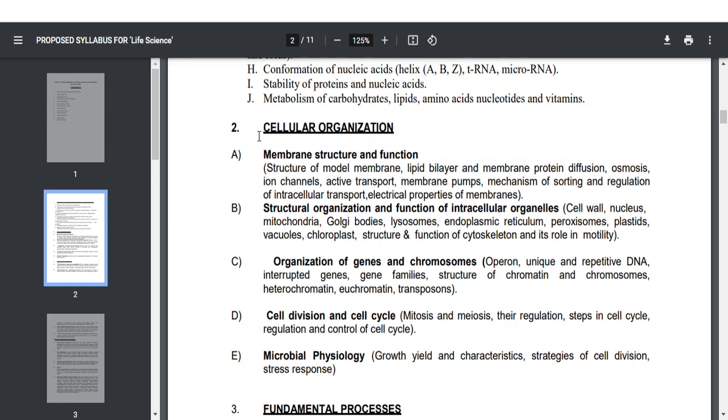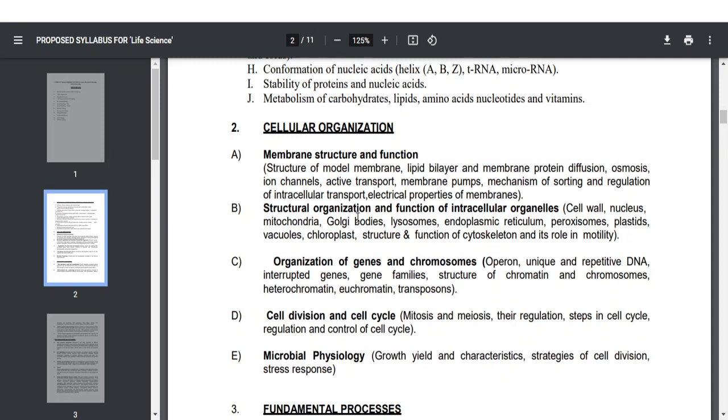Next is unit number 2, that is cell biology, given as cellular organization, for which Alberts' Cell is a good textbook. First, they talk about plasma membrane structure, lipid bilayer and transport across the plasma membrane, and then they deal with protein sorting and segregation. Next is electrical properties of membrane, and section B deals with structural organization and function of intracellular organelles.